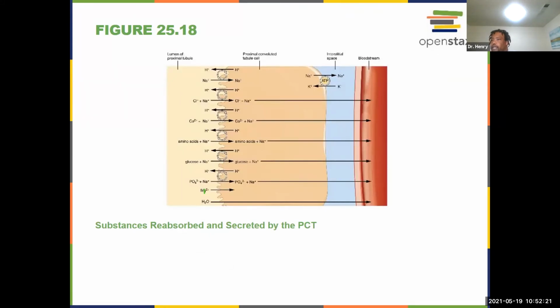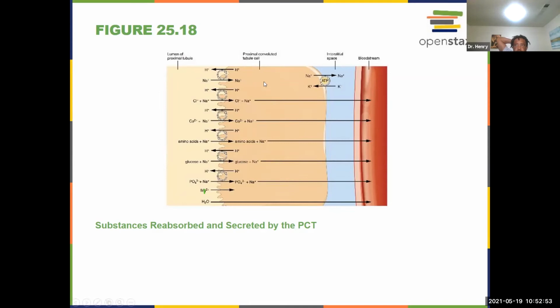Okay, so this is just kind of giving you an idea of how substances are going to be reabsorbed and secreted. Okay, so this here is going to be the lumen of the proximal tubule. This is going to be the proximal tubule cell.